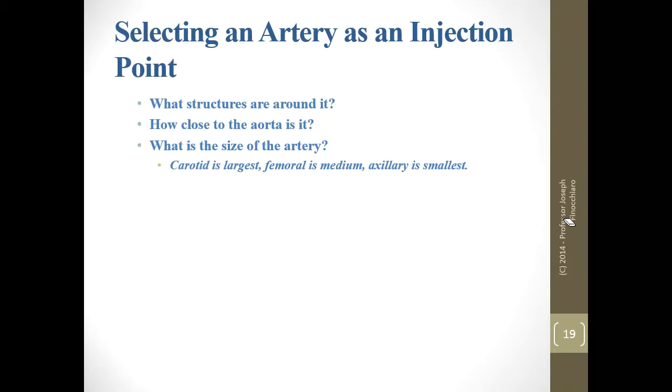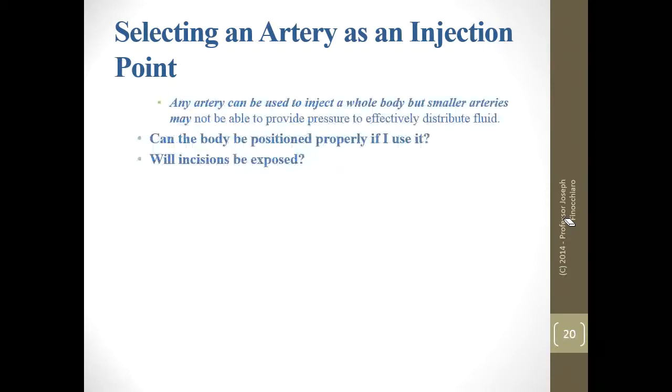What structures are around it? How close to the aorta, the center of distribution? Remember the arch of the aorta. What is the size of the artery? Carotid is the largest. Femoral is medium. Axillary is generally the smallest of the common arteries that we deal with.